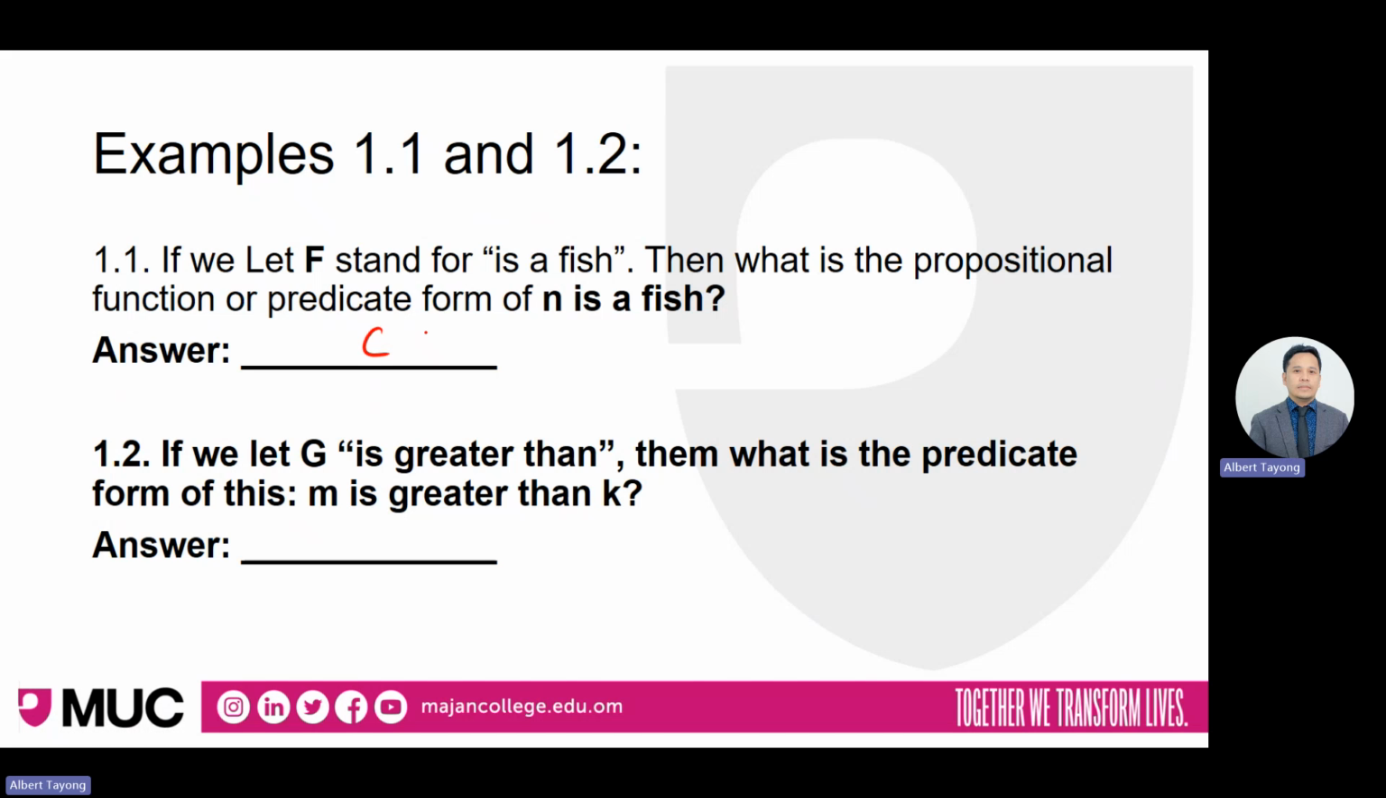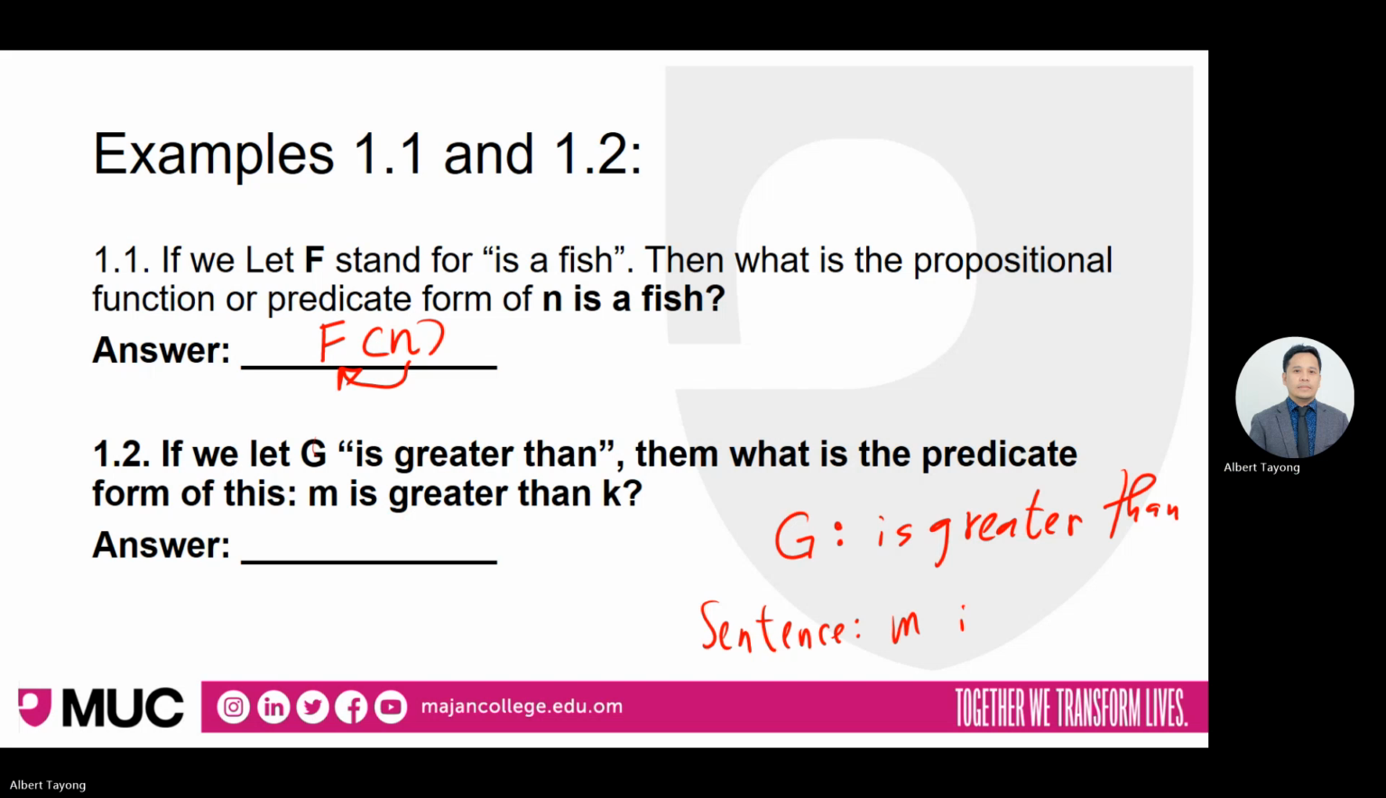So here we have N is a fish. We start from the subject, then we go to the left. Here, we already have the predicate symbol G, "is greater than". This is our predicate symbol. And this is our sentence. Our sentence is M is greater than K. So we have two variables, M and K.